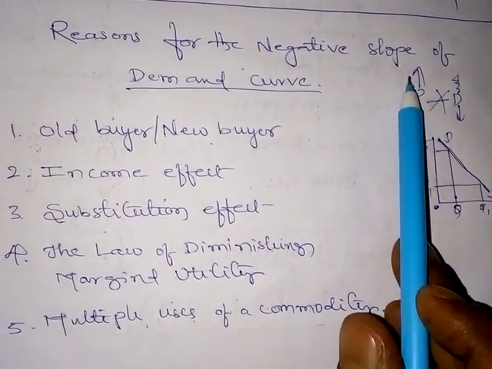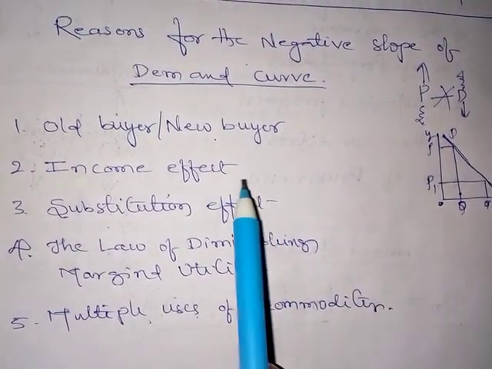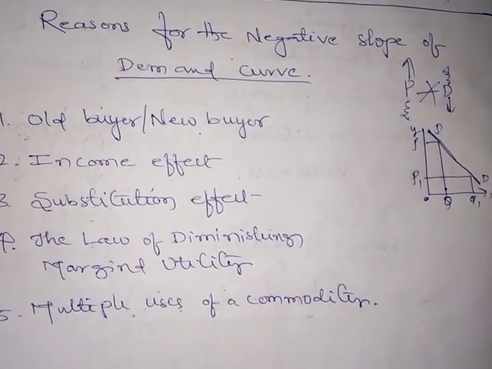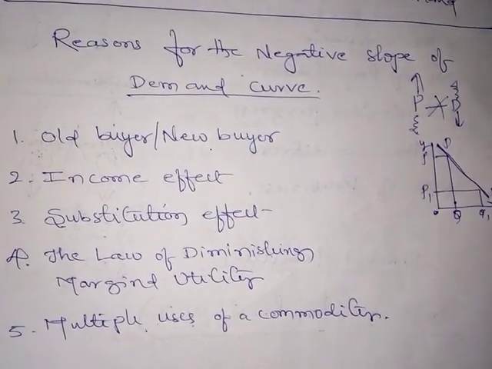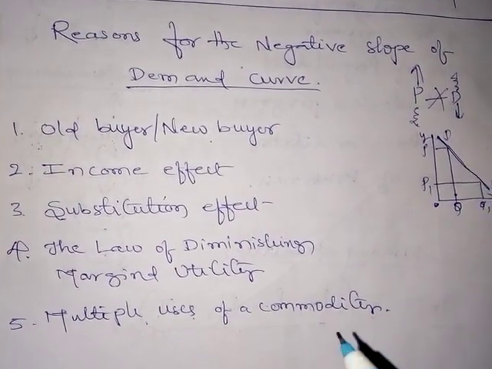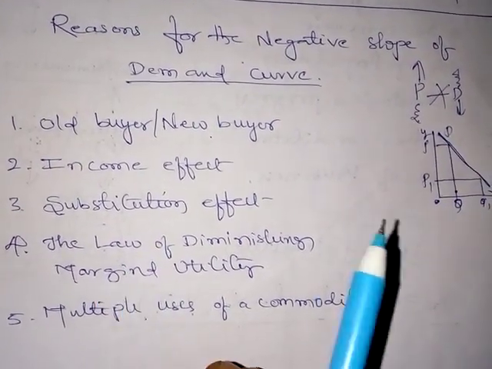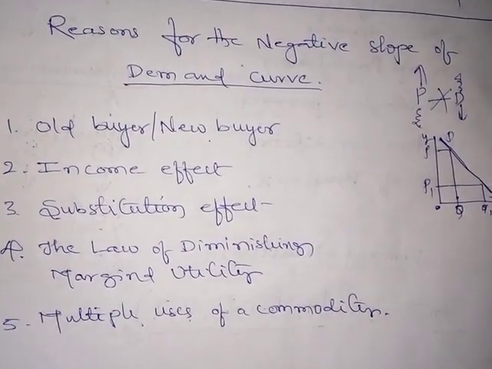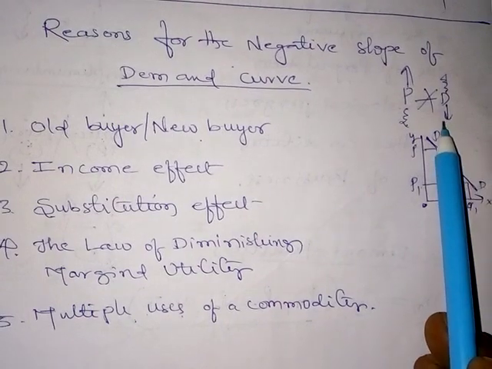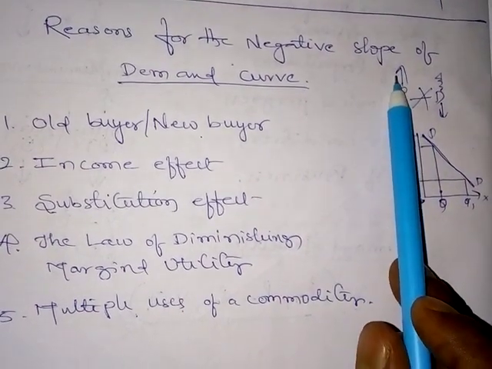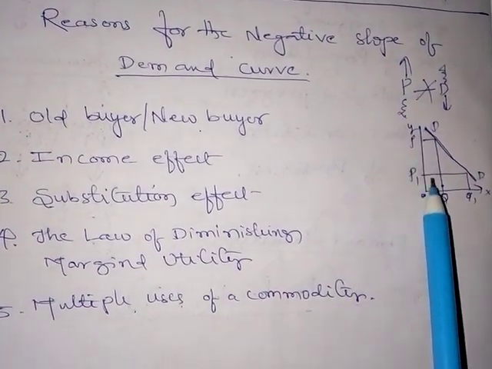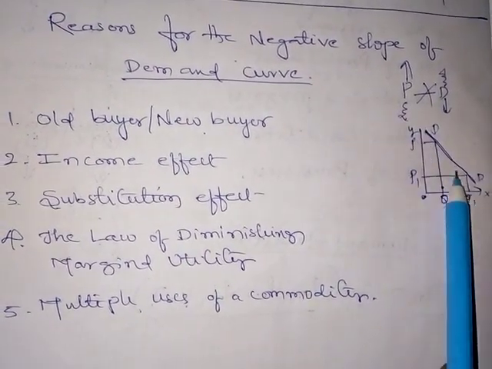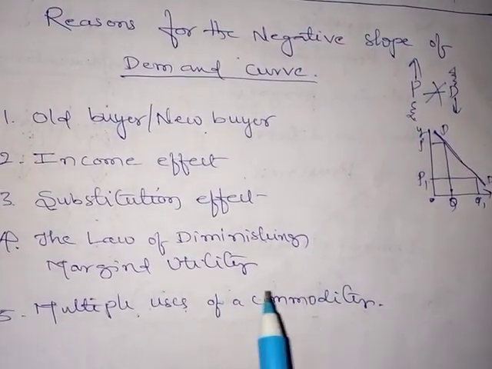Then when price rises, what happens? Some consumers who are unable to buy that commodity at this increased price will leave the market, and the existing consumers will buy less of that commodity because of the higher price. Therefore, demand falls with a rise in its price. Right? So when price is high, demand will be low. When price is low, demand will be high. Therefore, demand curve slopes downwards to the right.